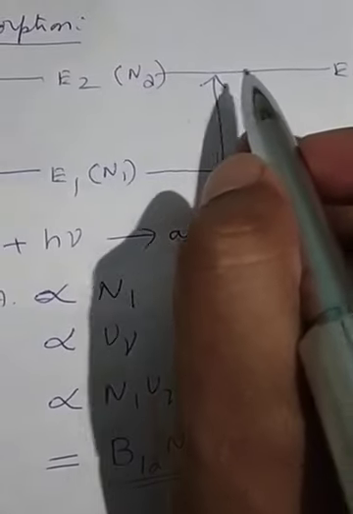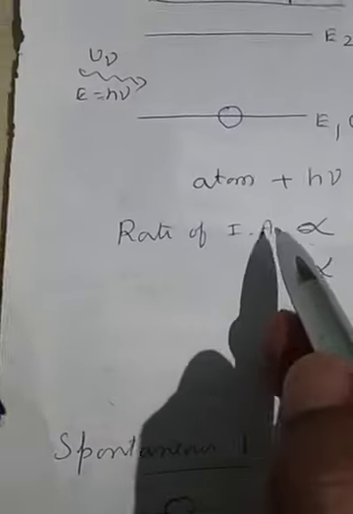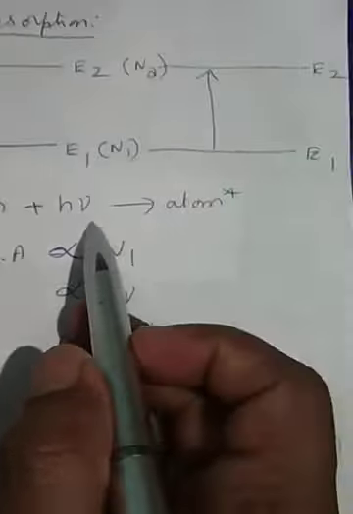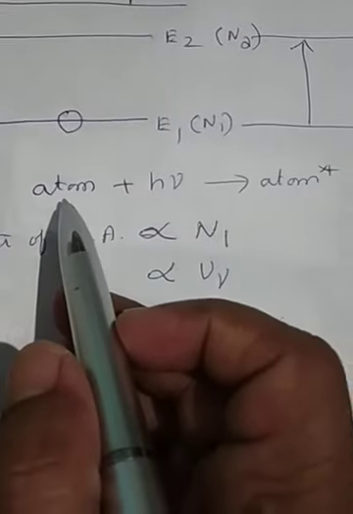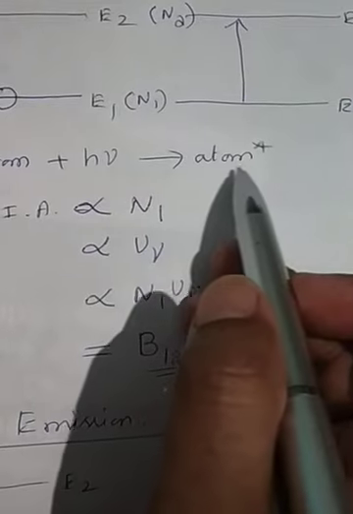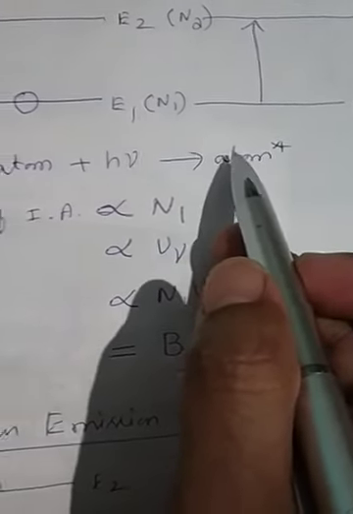This process is known as induced absorption. I can write it as atom plus h nu is equal to atom star. So the atom is in the ground state, absorbs the energy and goes to the excited state, which I write as atom star.